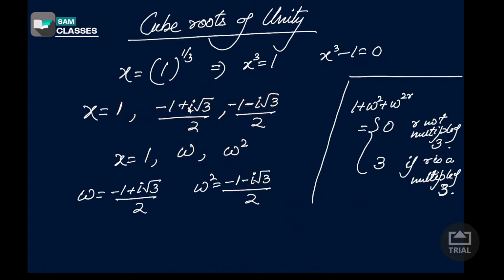Now, if it comes in this form also, 1 + ω^r + ω^2r, and r is not a multiple of 3, then also it is 0. Like 1 + ω + ω², and 1 + ω^6 terms, again it is 0 only. Clear everyone? Yes, no, who all is there? Okay, fast. Chalo.